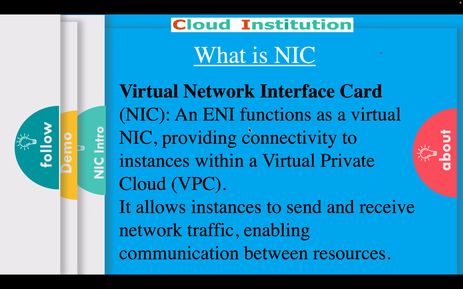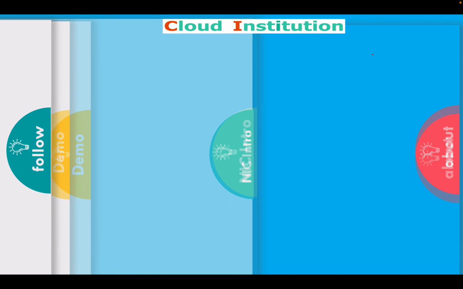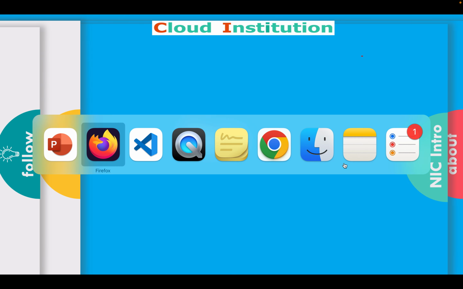The network interface card allows the instances to send and receive network traffic, enabling communication between resources. Any communication happening between your instances happens through the network interface card. Today we are going to see how a network interface card is attached, and how multiple network interface cards can be attached to your instances. Okay, so let's see the demo.